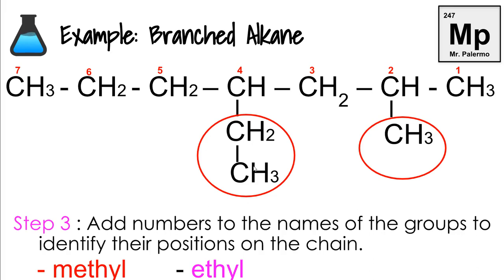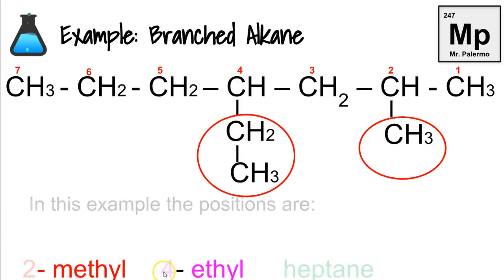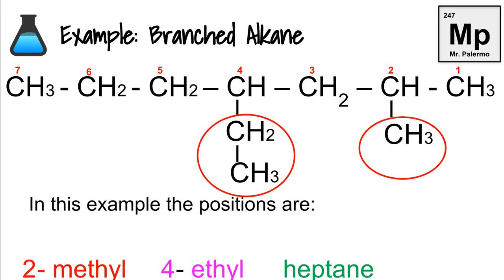Next thing we're going to do is we're going to add numbers to the names of these groups to identify their position on the chain. Where are they located? Well, this methyl group is on the 2nd carbon, and this ethyl group is on the 4th carbon. So I put the numbers in front of the name, indicating their position. So the methyl group is on the 2nd carbon, as we said here, and the ethyl group is on the 4th carbon. And our parent name from our previous slide was heptane, because there's 7 carbons.